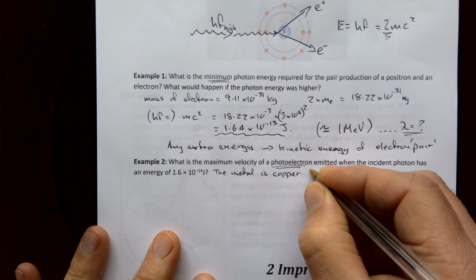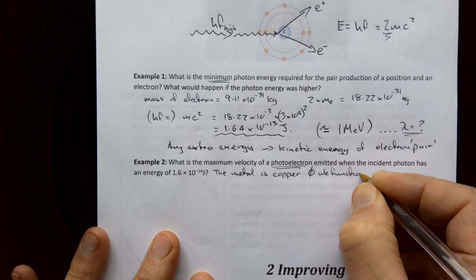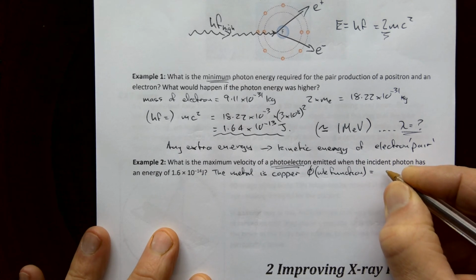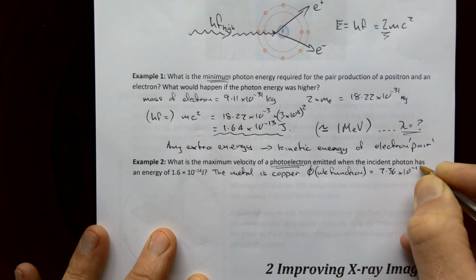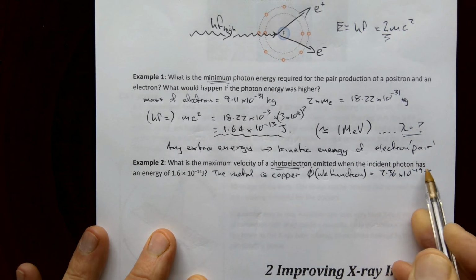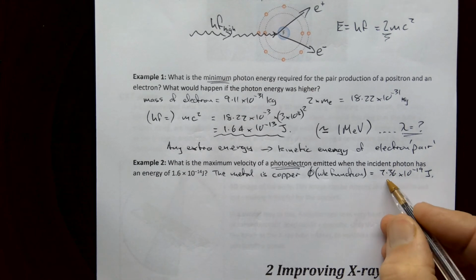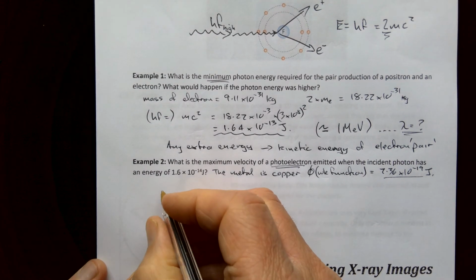So phi, the work function for this, is around about, what have I got written down? There we go, 7.36 times 10 to the minus 19 joules. Again, of the order of the charge of an electron, so it gives you an idea of the kind of things to look for, how big it is, does it sound right, etc.